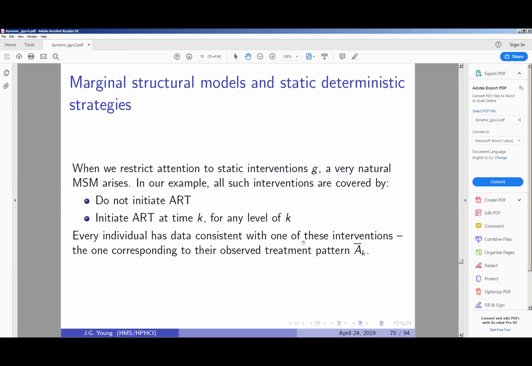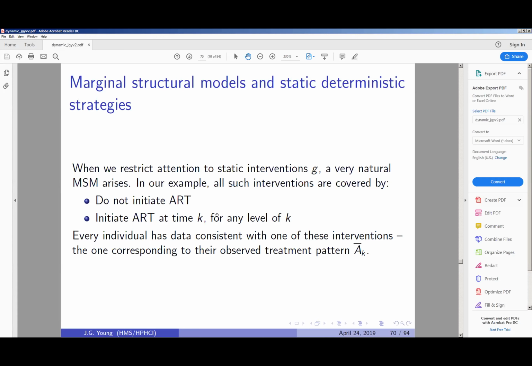So let's think about the reason that we don't use that method explicitly is because a very natural MSM arises when we limit our attention to static strategies. So for example, for our initiation example, all such static strategies are covered by do not initiate ART and initiate ART at time k for every level of k equals 0 to capital K.